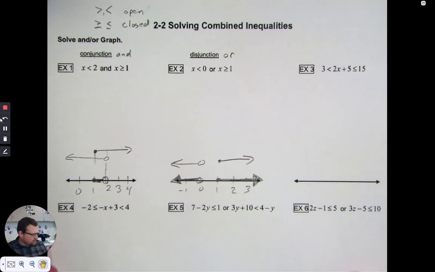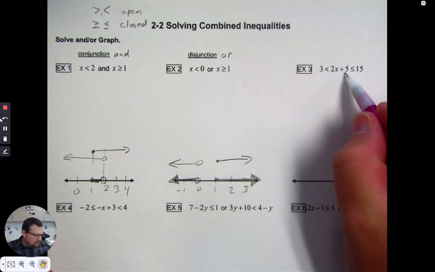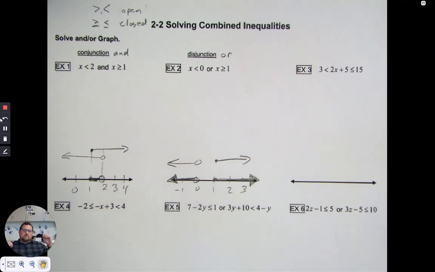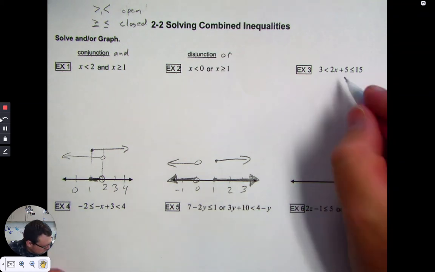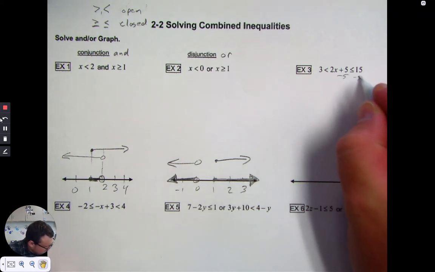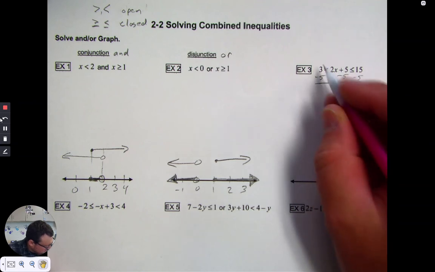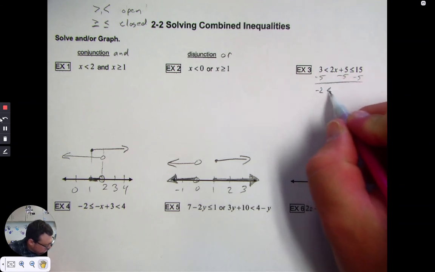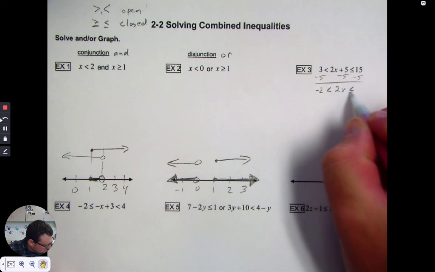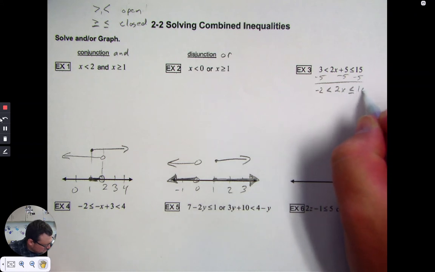Okay, for question number 3, just like in equations where whatever you do to one side, you have to do to the other side, it's the same exact concept here, except now there are 3 sides. So whatever you do to one, you have to do to all 3. So if I want to subtract 5 away here to try and get my x by itself, we get negative 2 is less than 2x, which is less than or equal to 10.